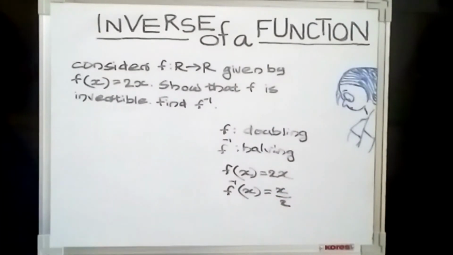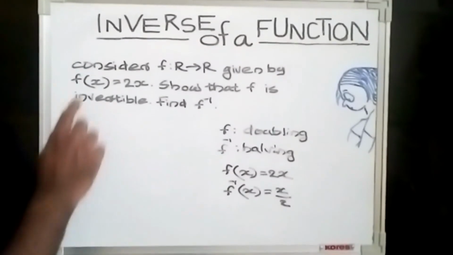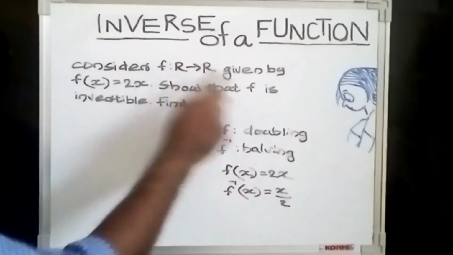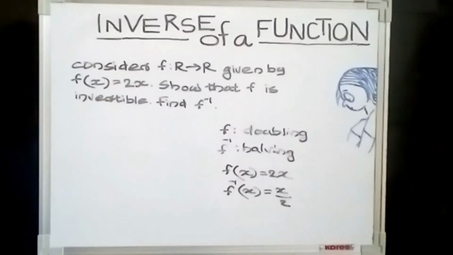We can represent it simply, but in a question paper or in a mathematics textbook, the same question appears as: consider f defined from real numbers to real numbers given by f of x equals 2x. Show that f is invertible. Invertible means inverse exists. Also find f inverse. Let us solve it theoretically.